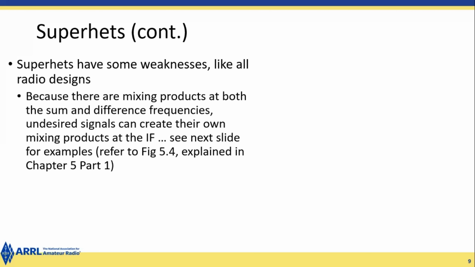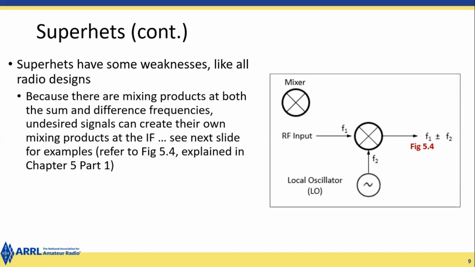Superheterodynes have some weaknesses like all radio designs. Because they are mixing products at both the sum and difference frequencies, undesired signals can create their own mixing products at the IF. So we've got the RF input, local oscillator. We get the sum and the differences of these two.